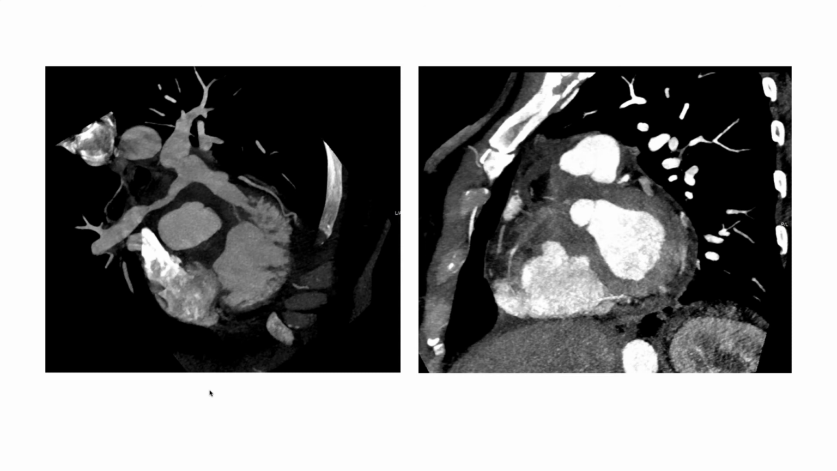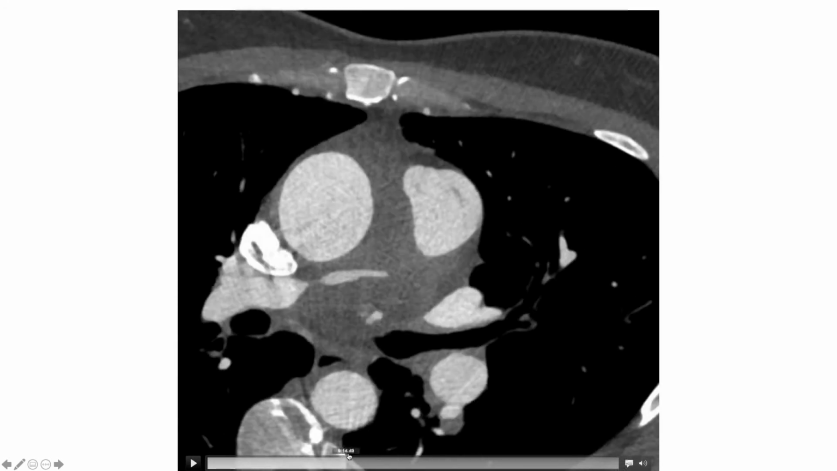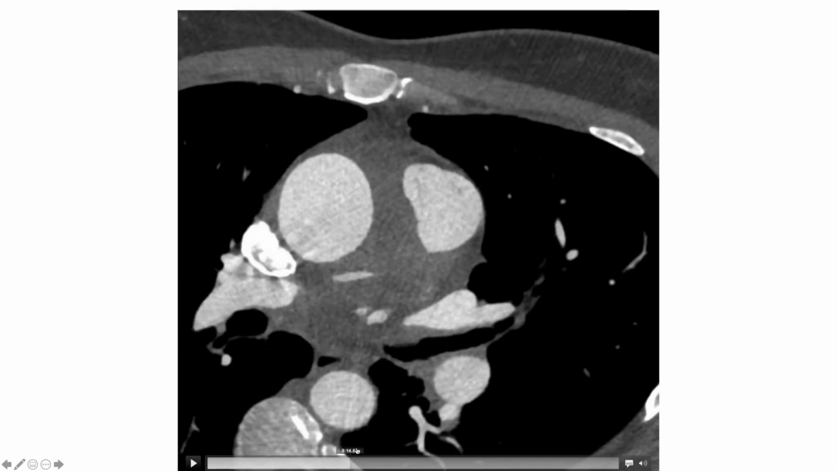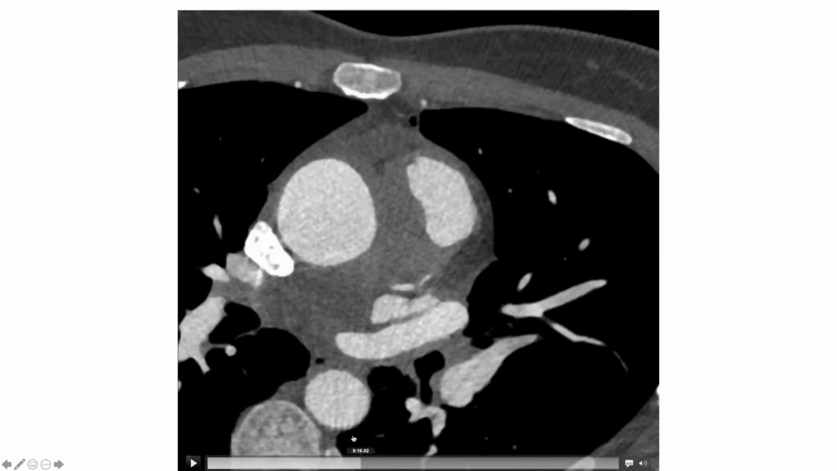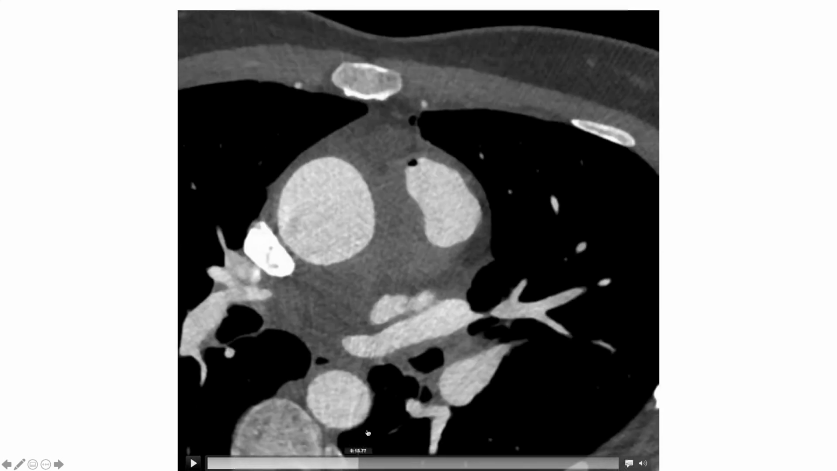This is the perfusion run, and no avid enhancement here. And these are the delayed images. Apologize about the artifact from her Harrington rods, but there is enhancement. You can see it on this oblique coronal image along the top of the right pulmonary artery.